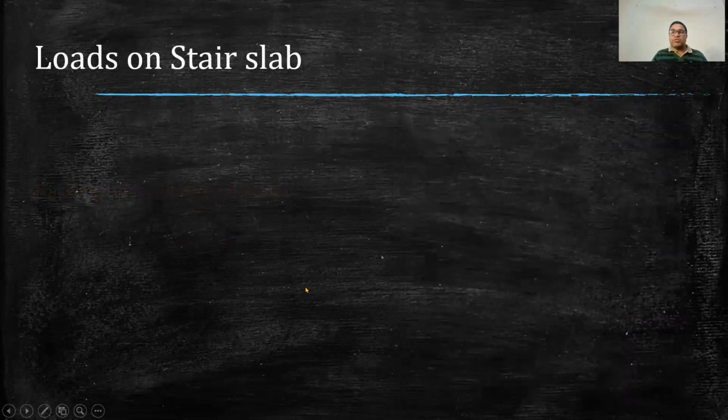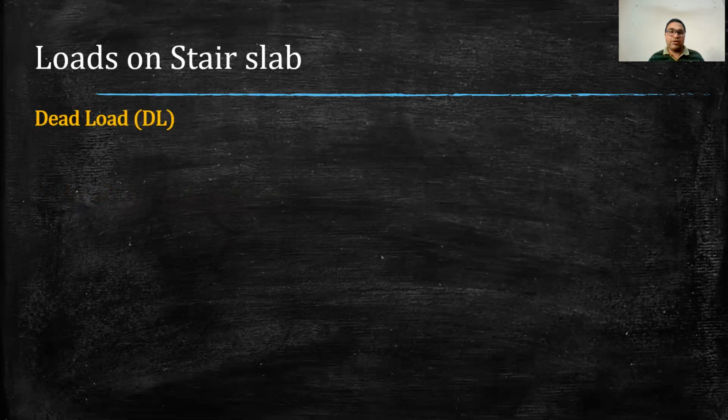Now we will talk about the load on the staircases or stair slab. Basically, in the staircase we generally design the stair slab because it carries all the loads. The load on the stair slab comes into two categories. One is in the form of dead load, so first we will talk about the dead load, and the second form is live load, which we will talk about later.